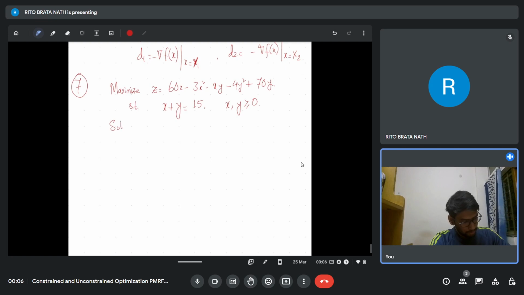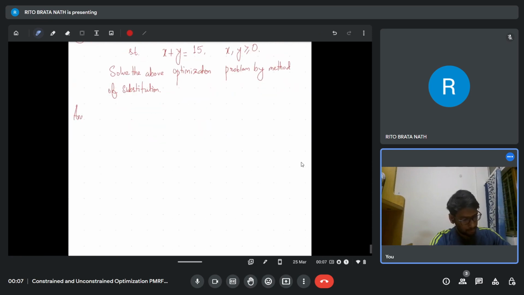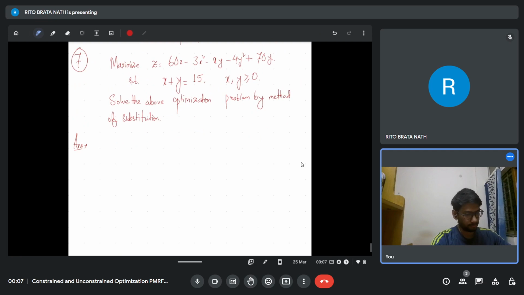So solve the above optimization problem by method of substitution. Try and solve this problem.